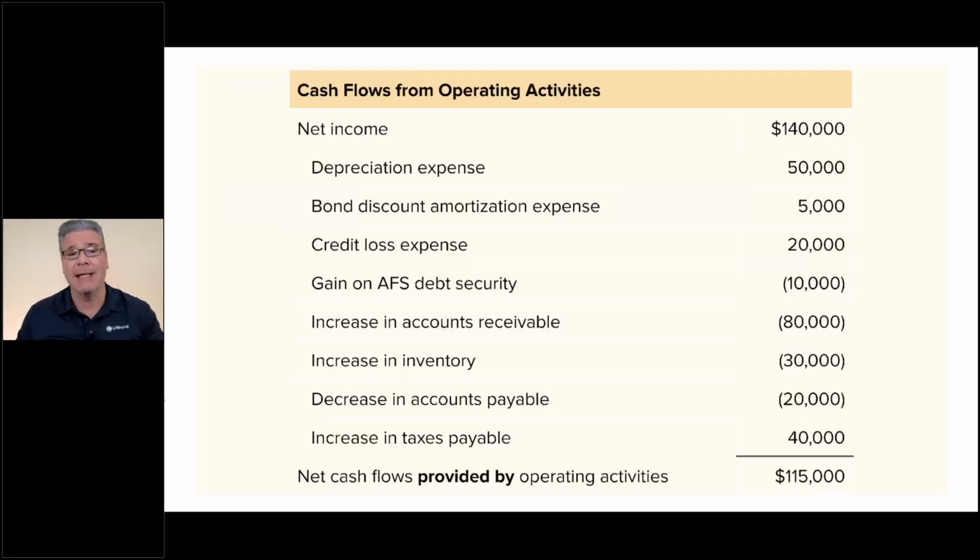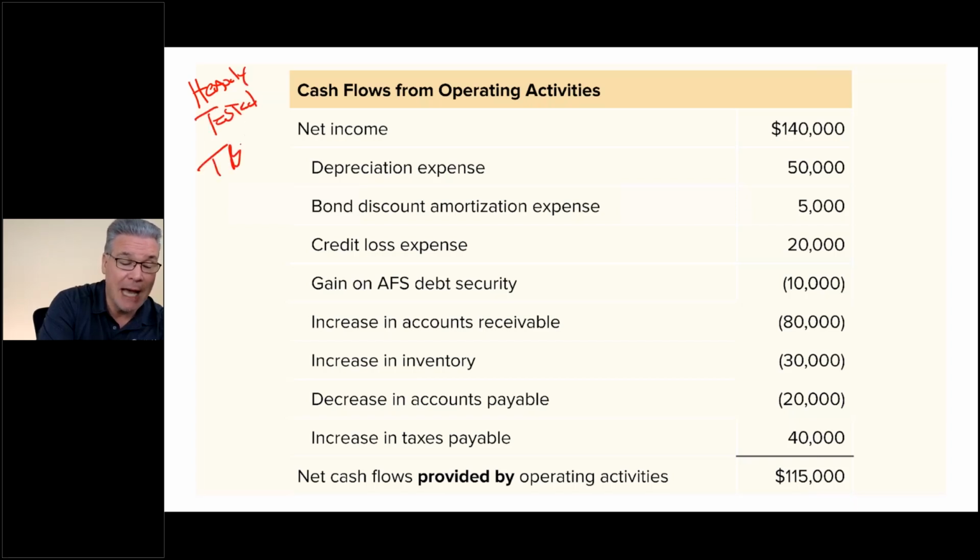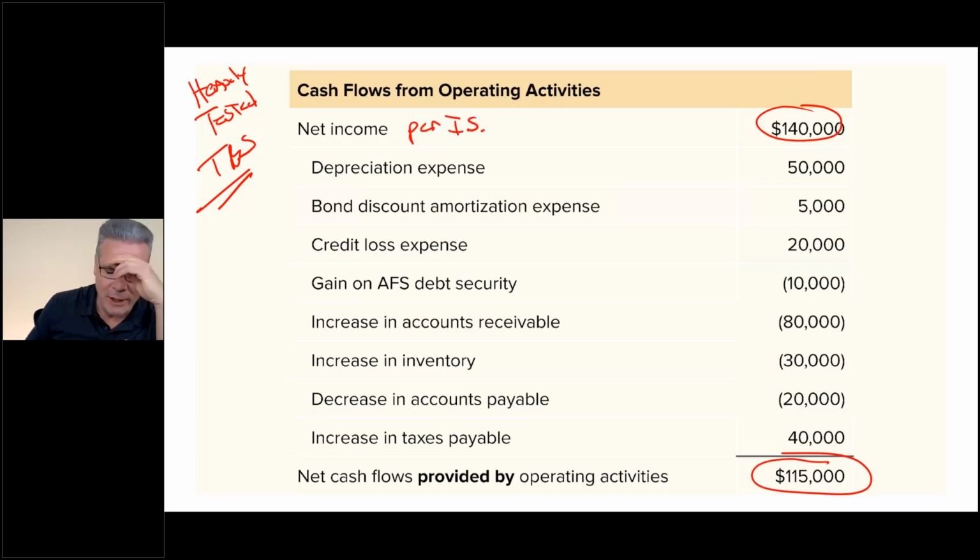And here it is, man, nice and pretty for you. All right, folks, this is heavily tested. It makes for a great task-based simulation. All righty, this is now just putting the pieces of the puzzle together. While our net income per the income statement was 140, the cash provided by operating is only 115. Now, is that a big deal in and of itself? No. But if period after period we keep seeing positive net income greater than your cash flow from operations, as an auditor, you know what? You've got to start looking into that accrual basis net income.